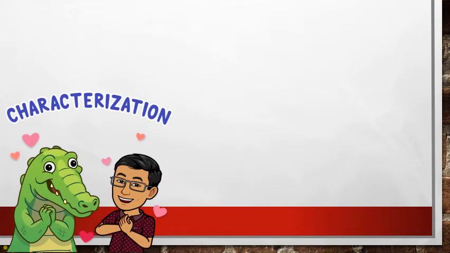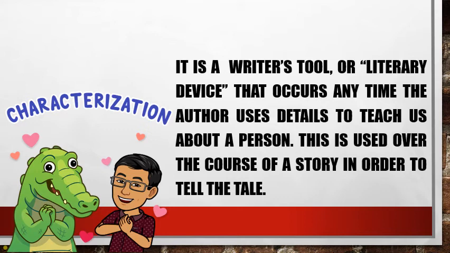Next, we have characterization. It is a writer's tool or literary device that occurs anytime the author uses details to teach us about a person. This is used over the course of a story in order to tell the tale. So the difference between characters and characterization: characters are the ones who are giving life to the story. But when we say characterization, this pertains to the characteristics that the characters have.